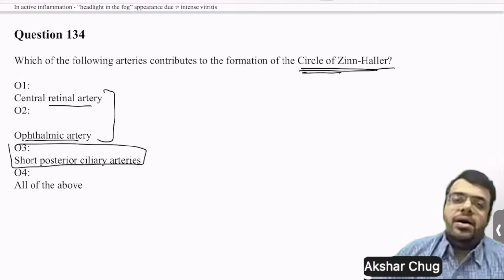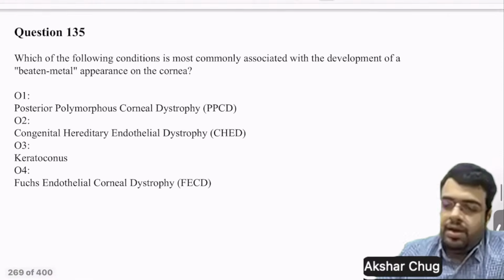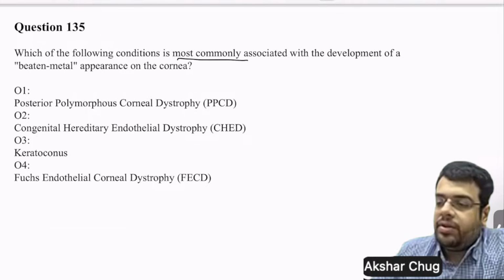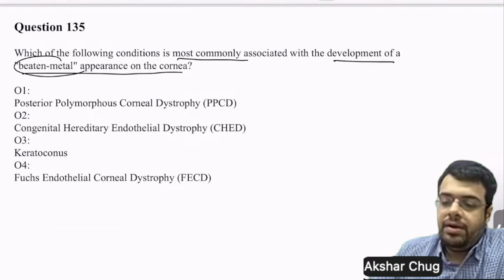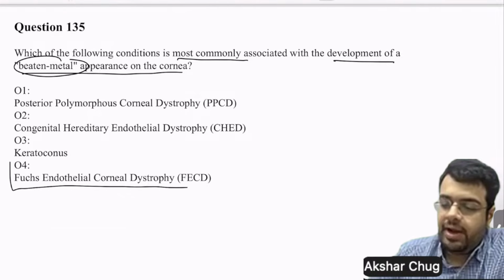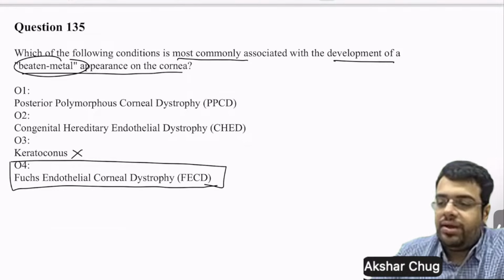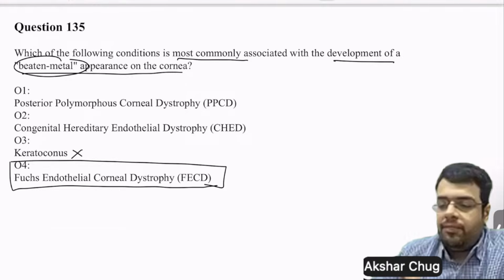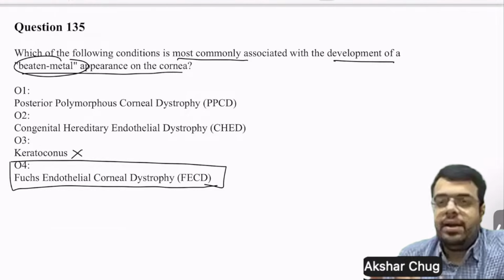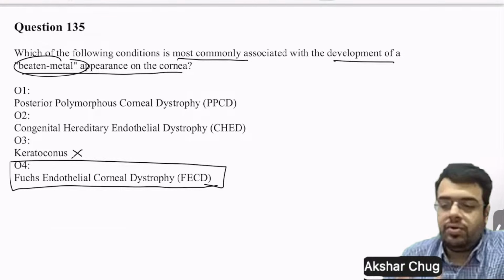Which of the following conditions is most commonly associated with the development of beaten metal appearance in cornea? Now, beaten metal appearance is a classical buzzword for Fuchs endothelial corneal dystrophy. You could easily rule out keratoconus as there is no beaten metal appearance. We see the coning of the anterior cornea. But again, ophthalmology is more of a fact-heavy subject, so there is no concept behind this fact.